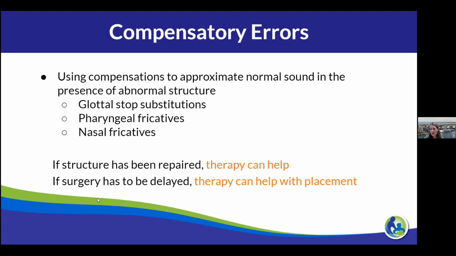I will also say in some cases, for other medical reasons, for timing reasons, surgery has to be delayed. While you're not going to change the structure with therapy, there are some things that can be helped with therapy prior to surgery, where kids can start learning an appropriate placement before the surgery.